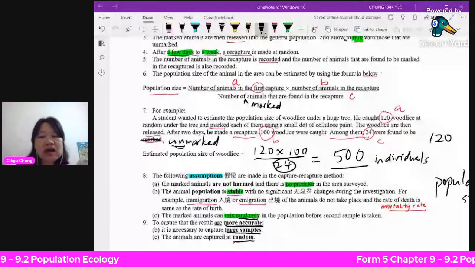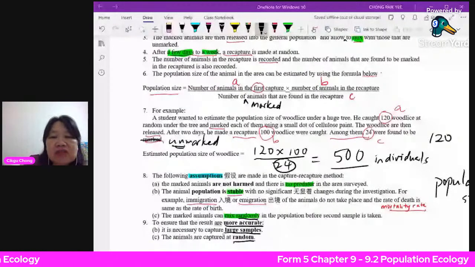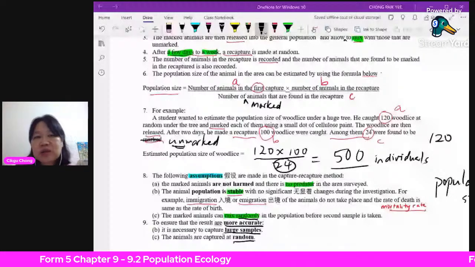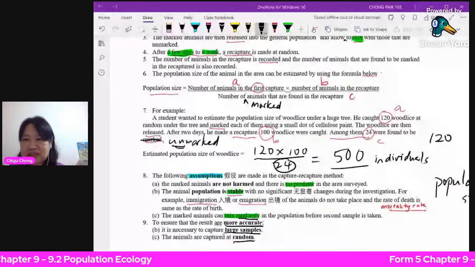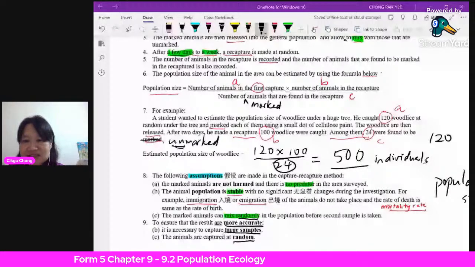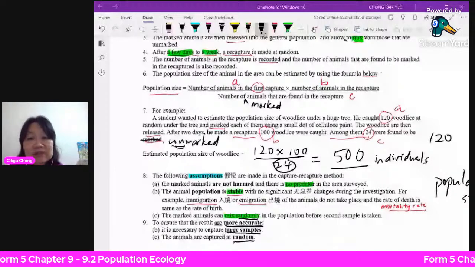So how do you want to change this calculation? It's not 500 already if it's unmarked. Okay, can I see what your mark there is? Okay, let me see in the comments. Girls, try to give me your answer. Now for here, I change the question. 24 are found to be unmarked.